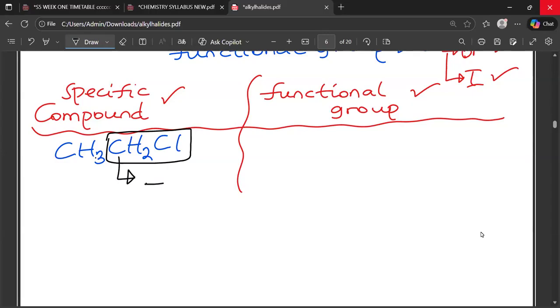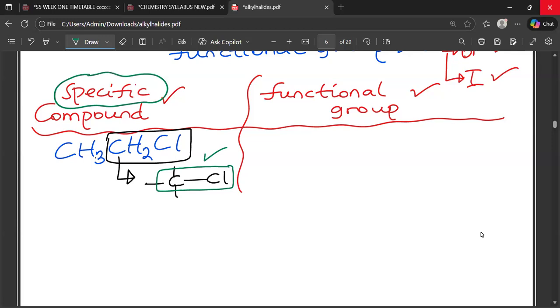Like this one is the same as C, then Cl. Then these other two hydrogens are here. So the special thing about that compound is this bond. So when they ask you for the functional group in this compound, don't say carbon to halogen. Here the halogen is specific. It has been specified. That's why I call that a specific compound.